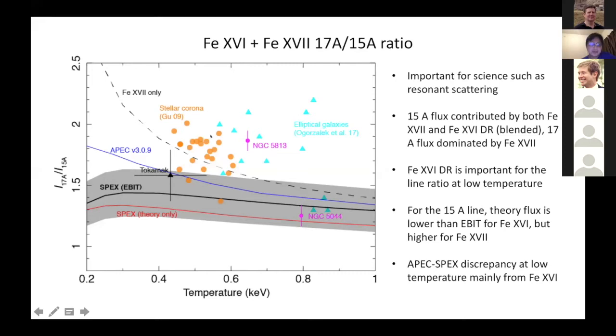So we have also plotted many astrophysical observations from the stellar corona, elliptical galaxy, and groups. And most of these are found above the EBIT curve, which should be partially explained by the photon scattering and reprocessing at the 3D line.